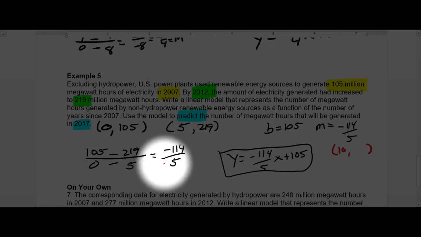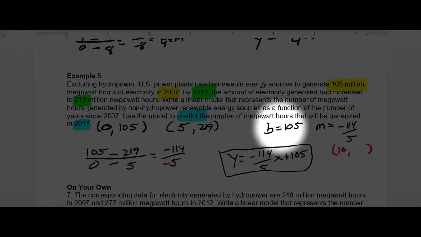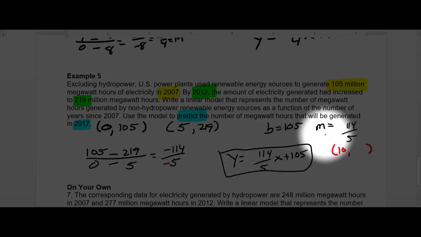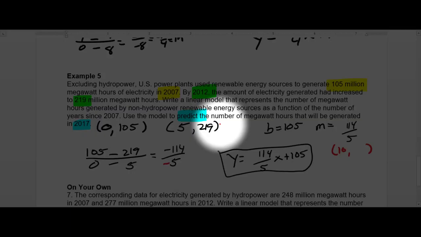Oh, these are two negatives. That's what happened here. See, good thing I'm making mistakes here. So I forgot to write that. That's a positive 114 over 5. So let's try this again. Let's clear this all out. Good thing I'm using this calculator. 114 divided by 5 times 10. I'm going to add 105.